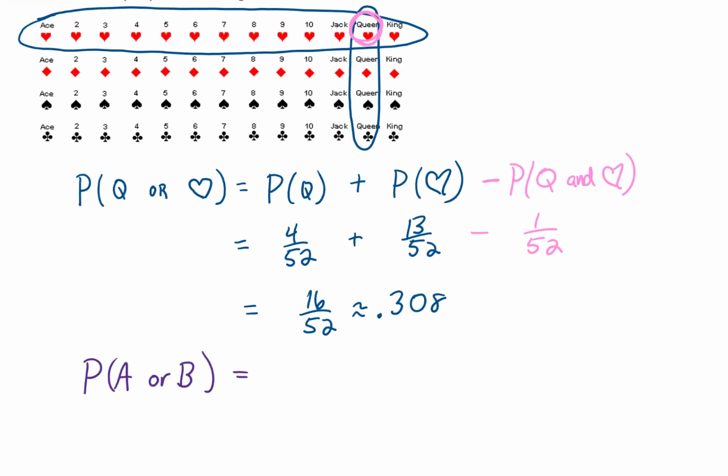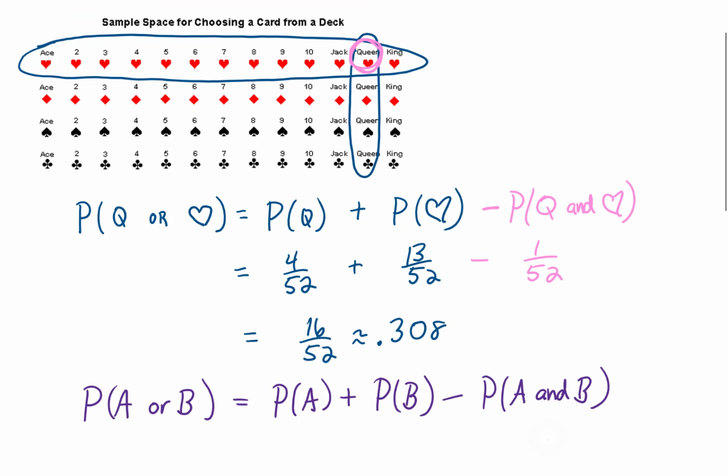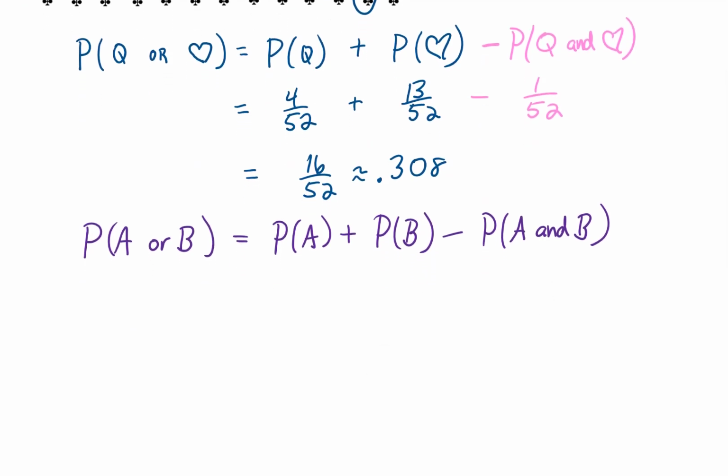If we want to calculate the probability of event A or event B happening, we can add up the probability of event A happening and the probability of event B happening, but what we have to do is subtract off the overlap of those two events. This formula might make a bit more sense if we look at a Venn diagram.